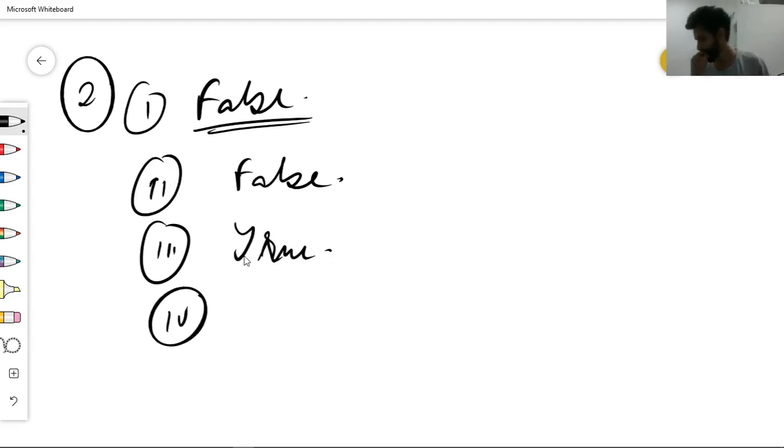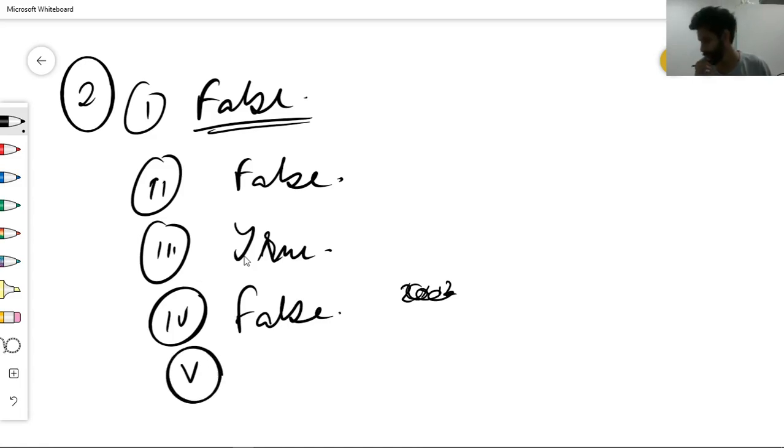Now question number 4. To factorize this, we have to find the factors of 12 whose sum is 11. No, we have to find the factors of 2 into 12, not only 12, because we have to multiply a into c. So this is false.